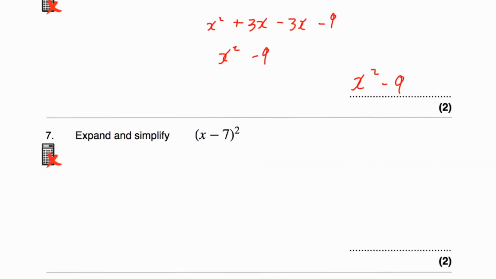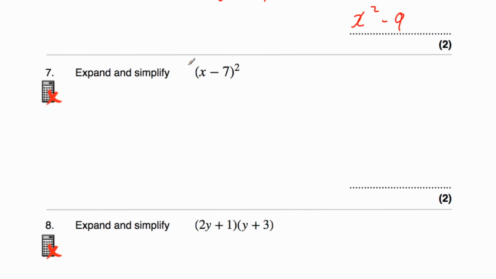Okay, let's have a look at question number 7. We've been asked to expand and simplify (x minus 7) squared. So that means we need to write the bracket out twice, x minus 7 and x minus 7, because when we square something, we times it by itself, so we write the bracket out twice. Now we just need to expand and simplify.